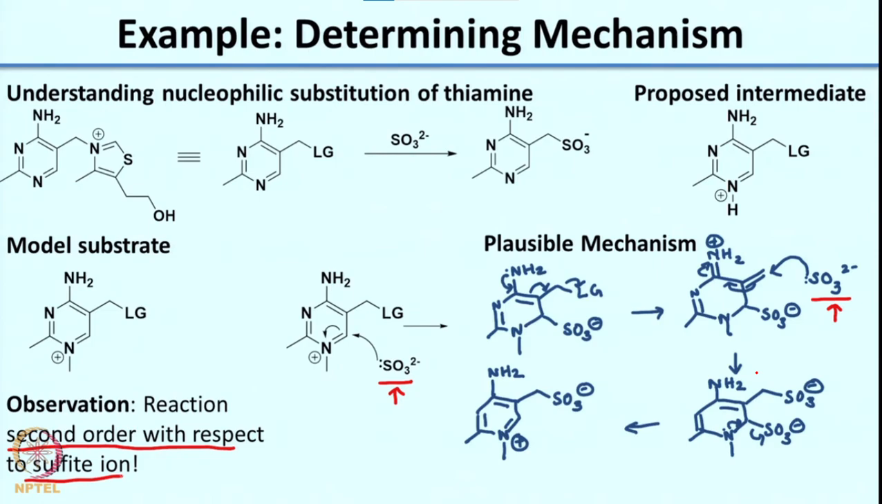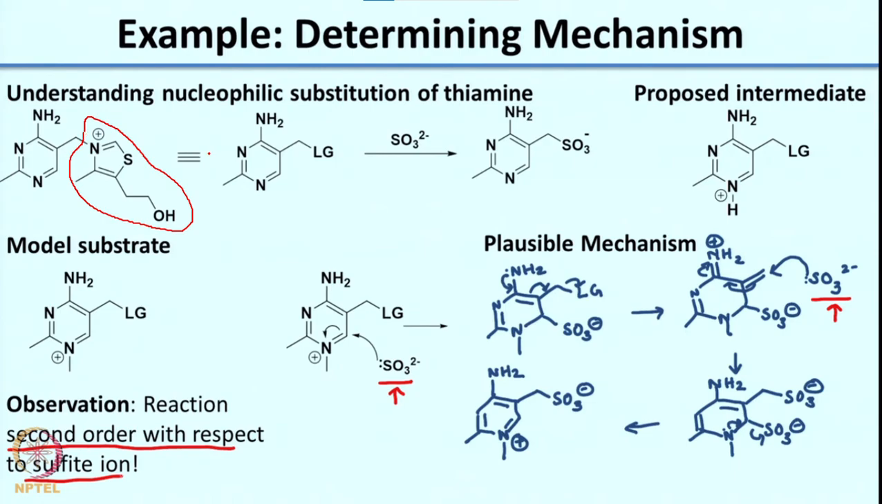Now here we have an example of a different type of reaction. So this is not an SN1, not an SN2 reaction. This is a different type of reaction. So here we have thiamine. So all of you see here, we have a leaving group, this whole group as a leaving group, correct? So how is the reaction proceeding?